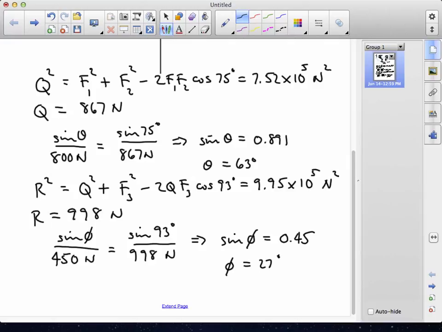So now I have a final vector description of the resultant R as a magnitude of 998 newtons at an angle that's defined as 108 plus phi, which is 135 degrees from the positive horizontal axis, and we'll represent it like this.